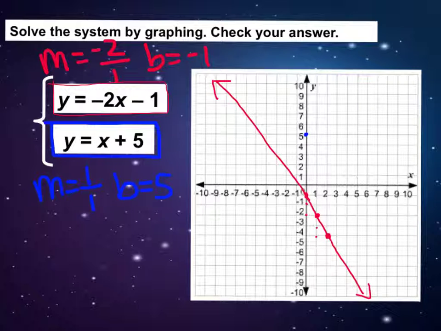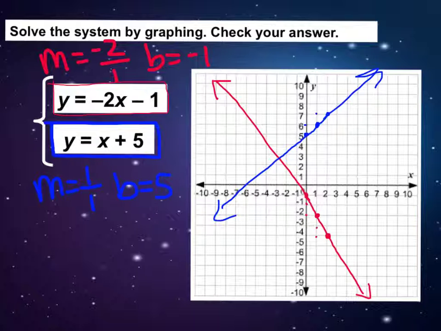And then I'm going to go my slope, which is up 1/1, up 1/1, and connect these 3 dots to create my line.